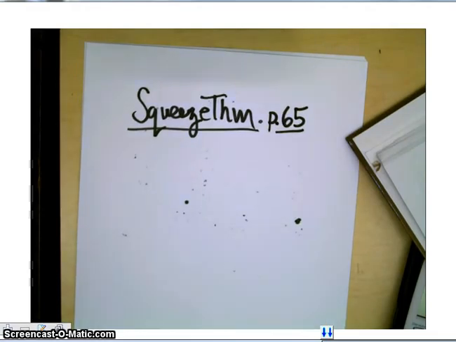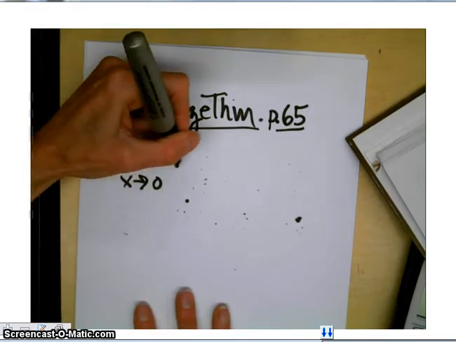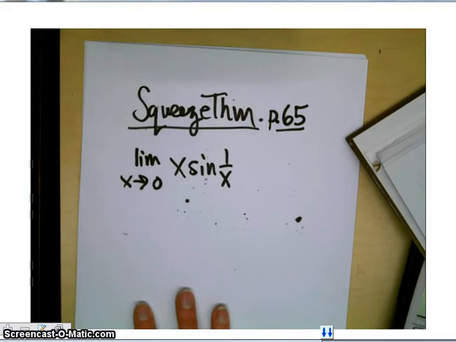This is the tip of the iceberg on the squeeze theorem. So we don't really have to do much on it. But let's say I wanted to find the limit as x goes to 0 of some crazy function like x times the sine of 1 over x.